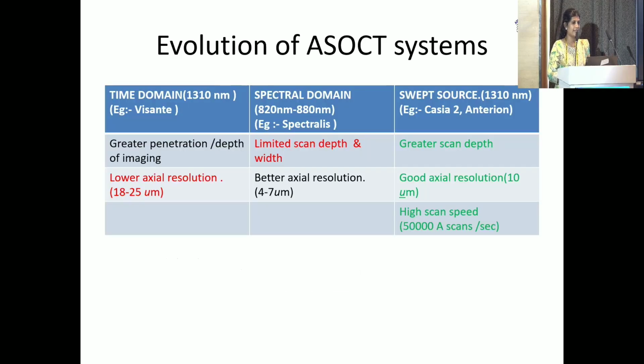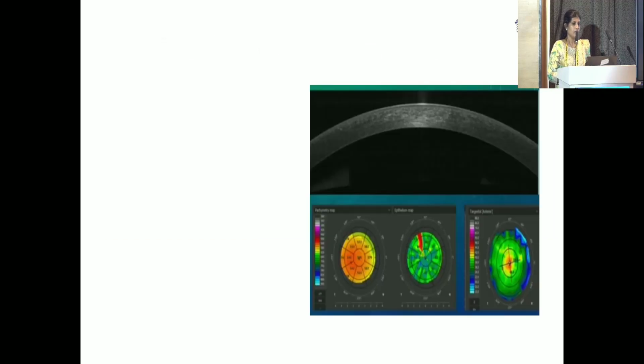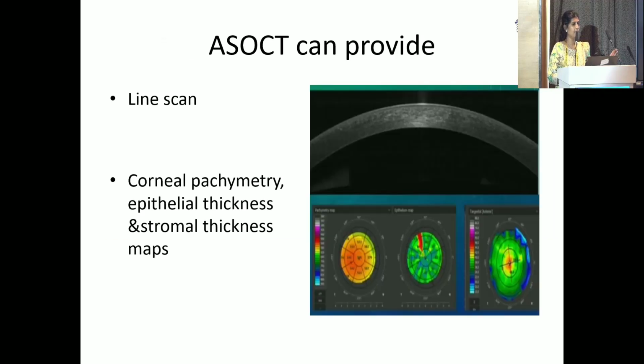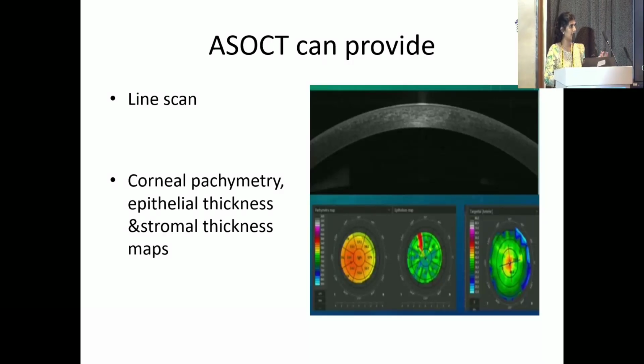There's an evolution of AS-OCT from time domain to spectral domain to swept source, each of them having greater penetration, better angle-to-angle coverage and better depth. The recent one is the swept source. Even a time domain would do well if you are having a tier 2 practice. An AS-OCT can give us so many things: line scan, corneal pachymetry, corneal power, epithelial thickness, everything.